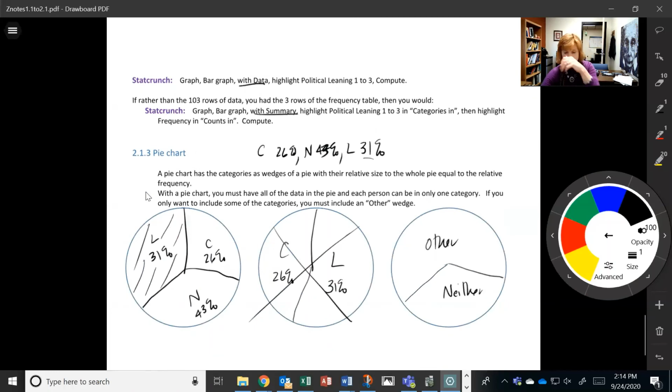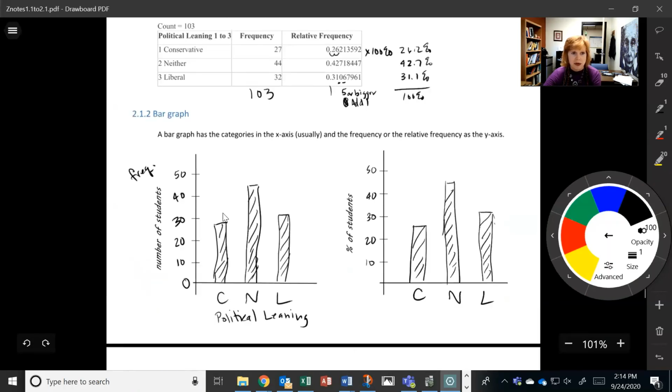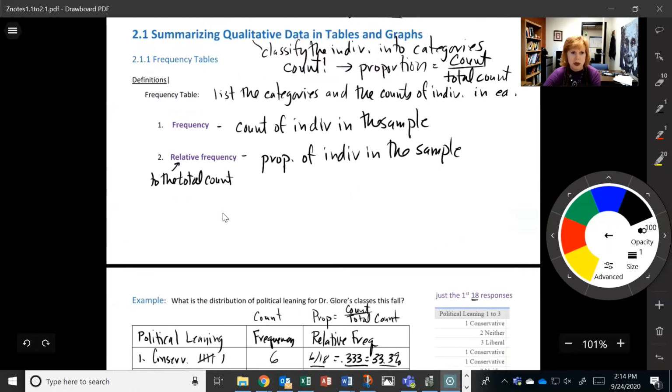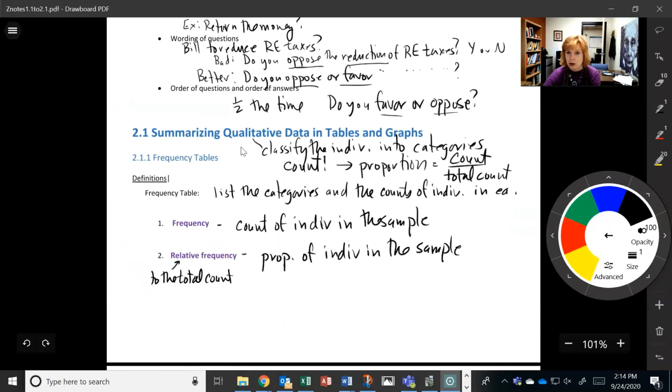Great graphs. So that is my chapter 2, part 1, which is the summarizing of a categorical or qualitative variable. I am done, and I will talk to you guys next week, and we'll be talking about summarizing a quantitative variable. And there are many ways to do that. So have a good week, and I'll see you in class.